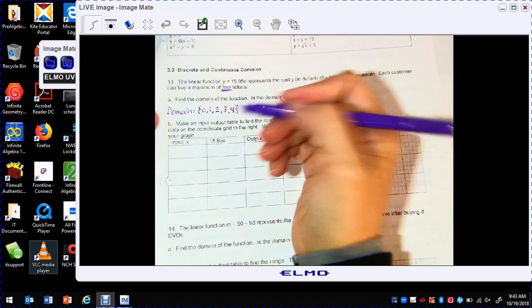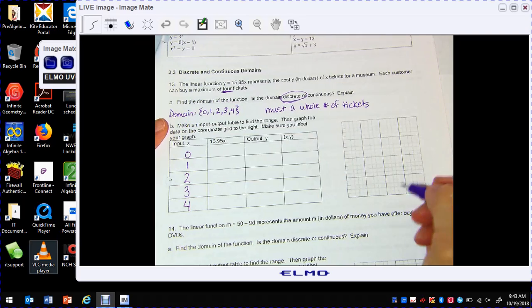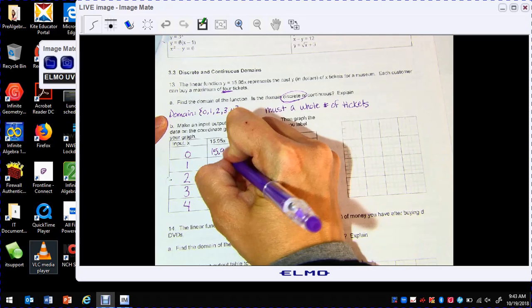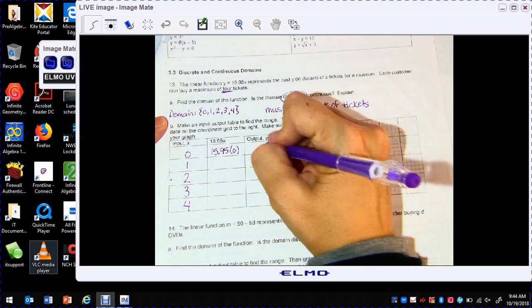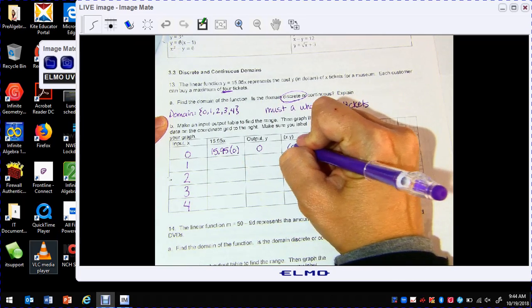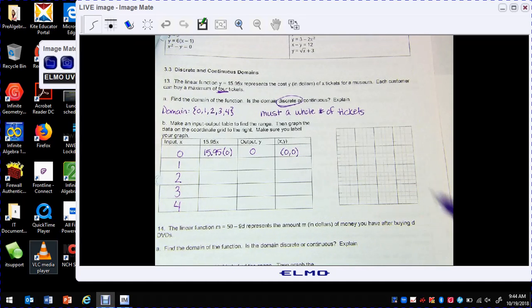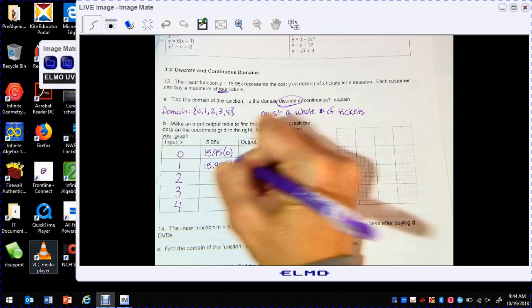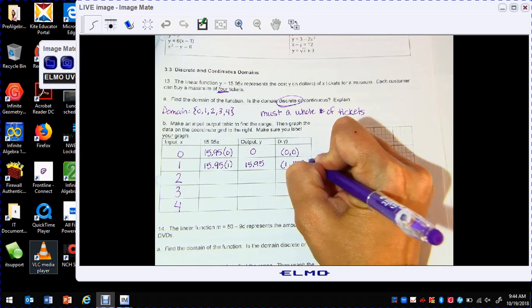So if my domain is 0, 1, 2, 3, and 4, those would be my input values. This is my equation, so I'm going to plug in my input, and that gives me my output. Well, 15.95 times 0 is 0, so that gives me the point (0, 0). On my graph, I could plot that, but I'm going to do the graph after I fill out the table here. So if my input is 1, then my output is 15.95, so it gives me the point (1, 15.95). Okay.